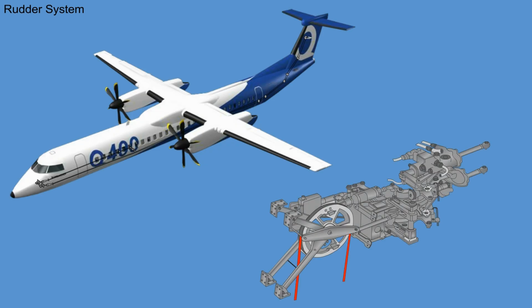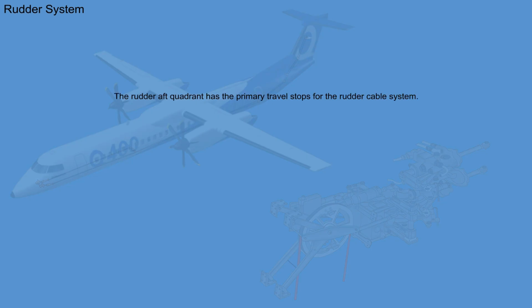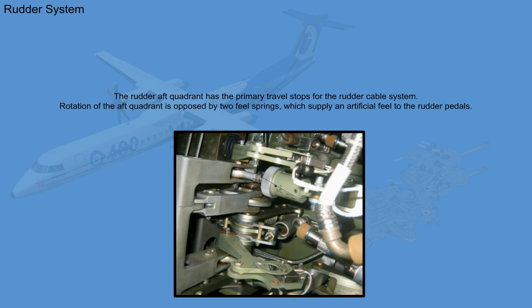The rudder aft quadrant is located halfway up the vertical stabilizer next to the power control unit. The rudder aft quadrant transmits rudder control inputs from the mixer quadrant to the power control units. The rudder aft quadrant has the primary travel stops for the rudder cable system. Rotation of the aft quadrant is opposed by 2 feel springs which supply an artificial feel to the rudder pedals.